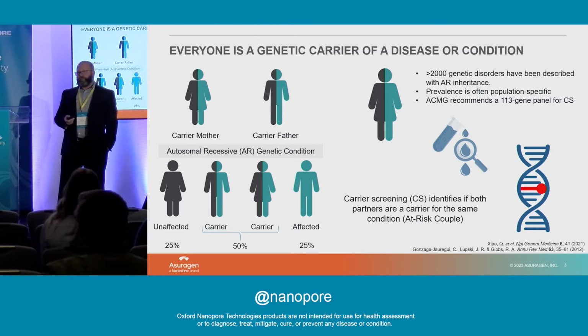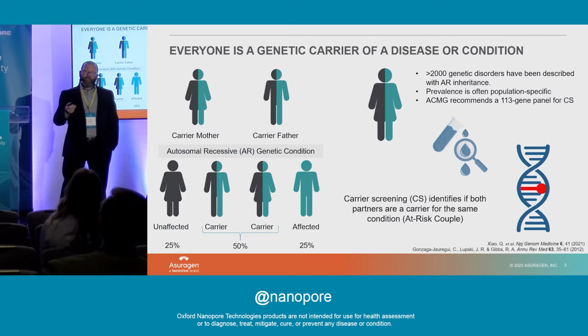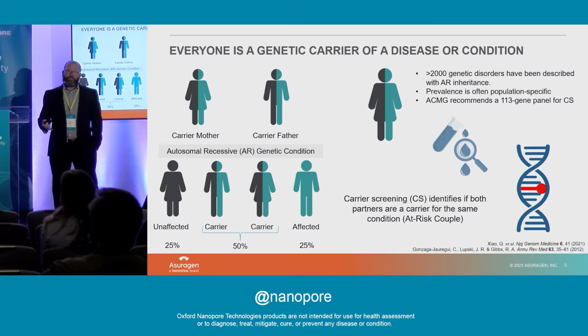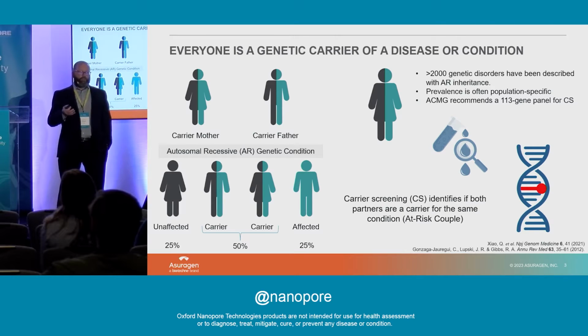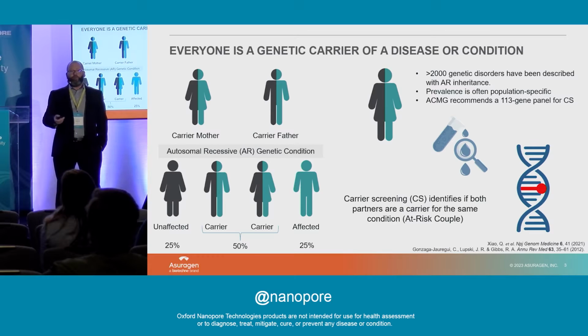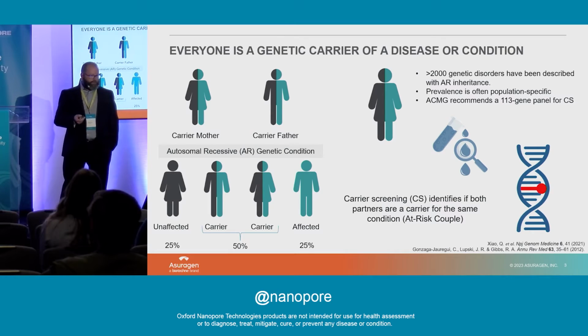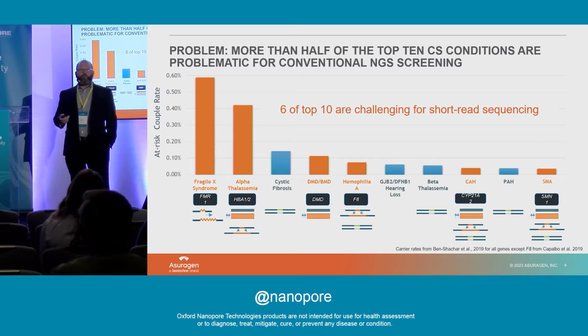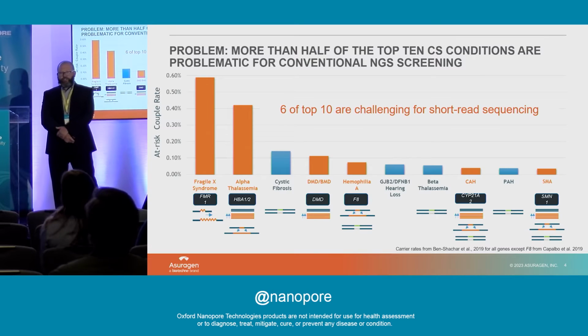Basically, the idea of carrier screening is to identify variants in at-risk couples, so mothers who are expecting or planning a family. If a variant is identified in the mother, then the father is tested. If both carry a variant in the same gene, then there's a 25% risk that the baby will be born with that condition. Interestingly, 6 of the top 10 genes in carrier screening by prevalence are very challenging for short-read sequencing.